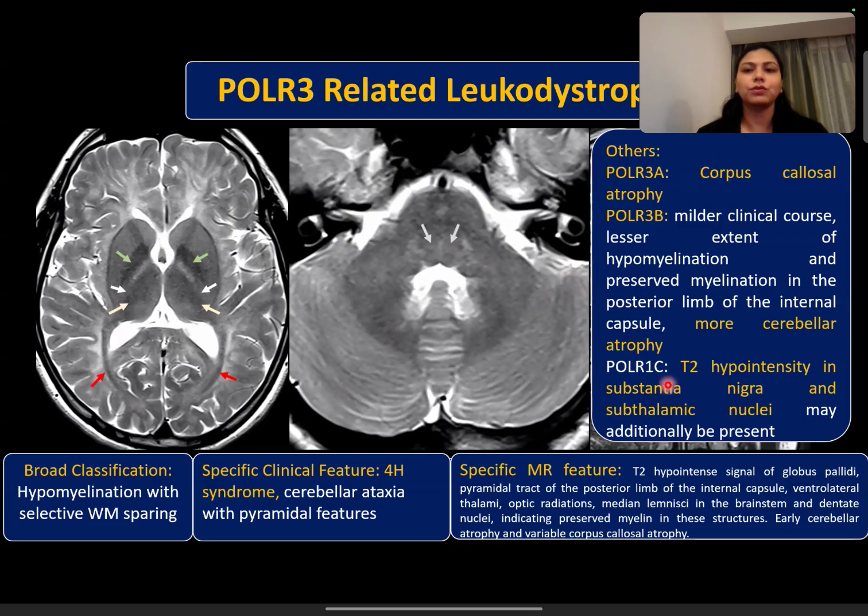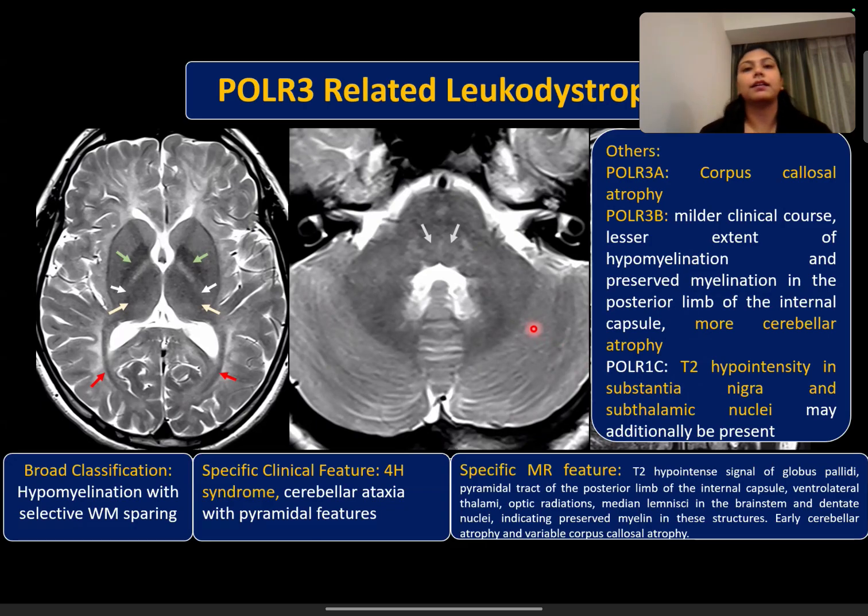There's no need to remember so much, but just for telling you that POLR3A, if it is involved, then corpus callosal atrophy is predominant, POLR3B, cerebellar atrophy is predominant, and POLR1C, due to hypointensity of the substantia nigra and subthalamic nuclei, is more prominent.